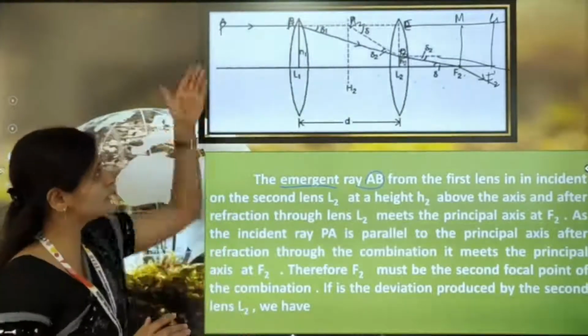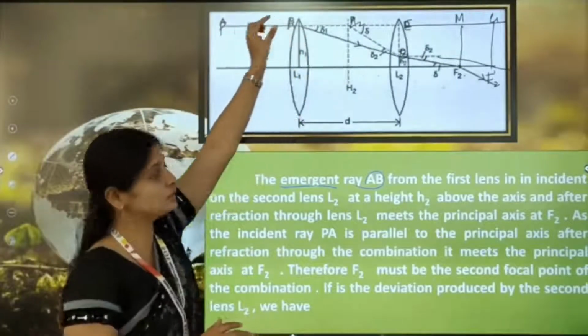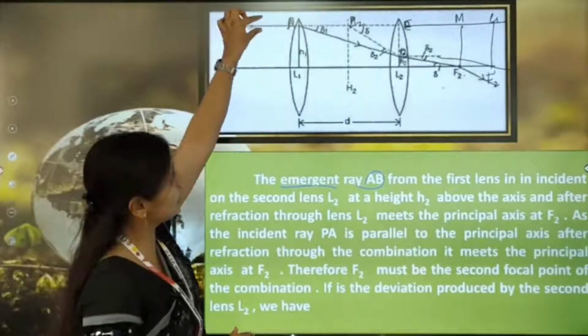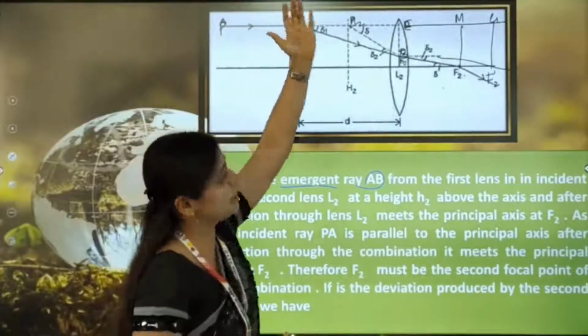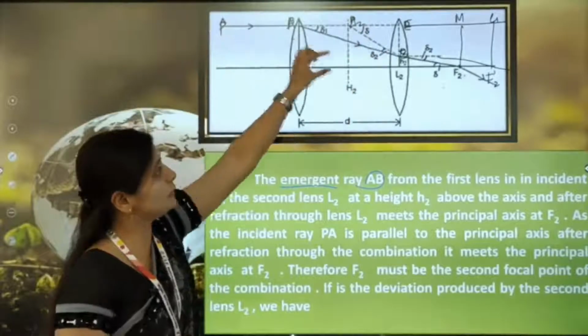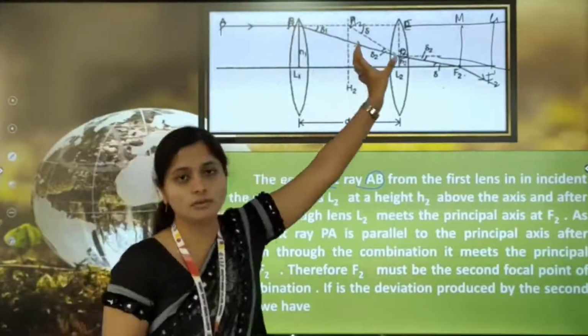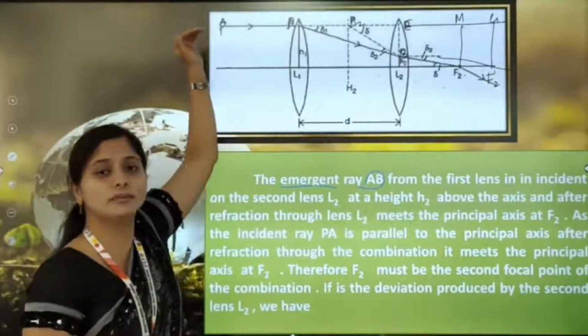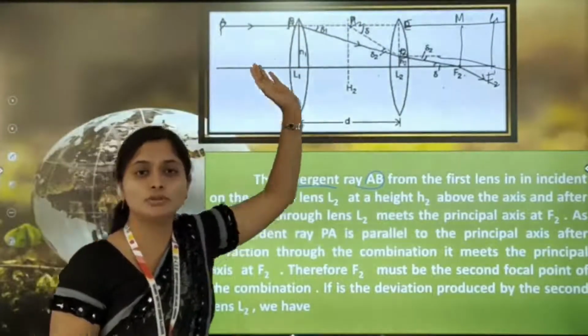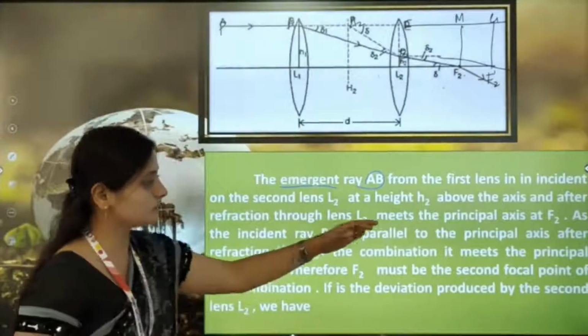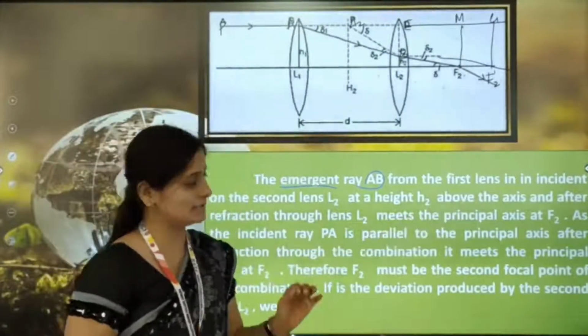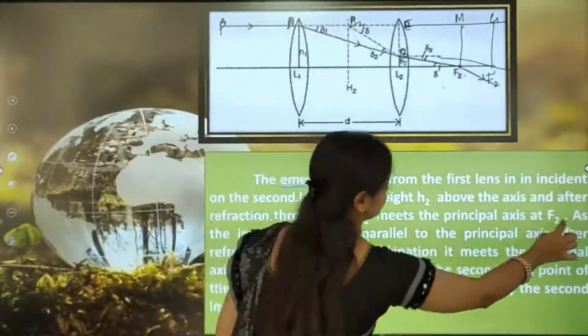So here the ray A to B, the light radiation is coming from A to B. A to B means what? From lens L1 to lens L2. So incidence takes place from lens L1 to lens L2, which meets the principal axis at F2.